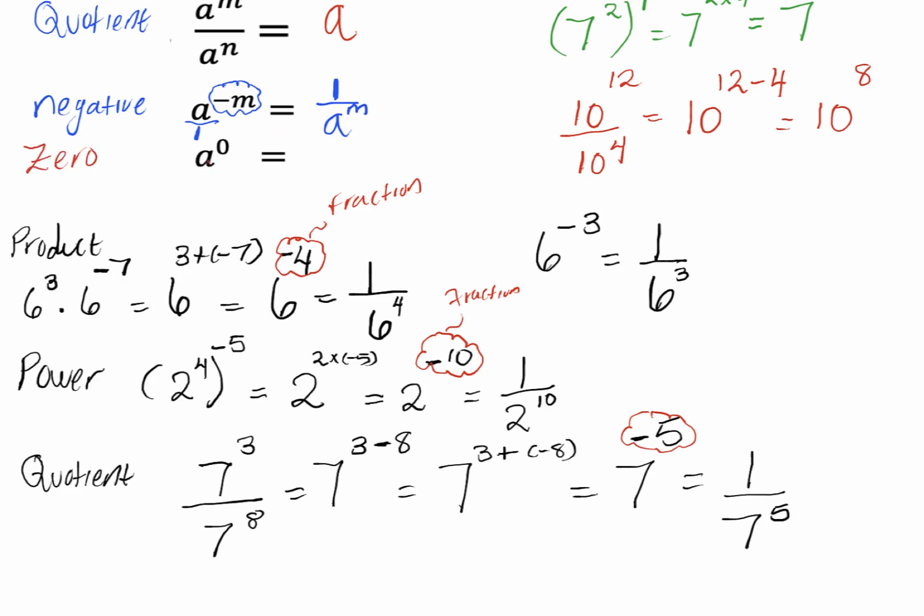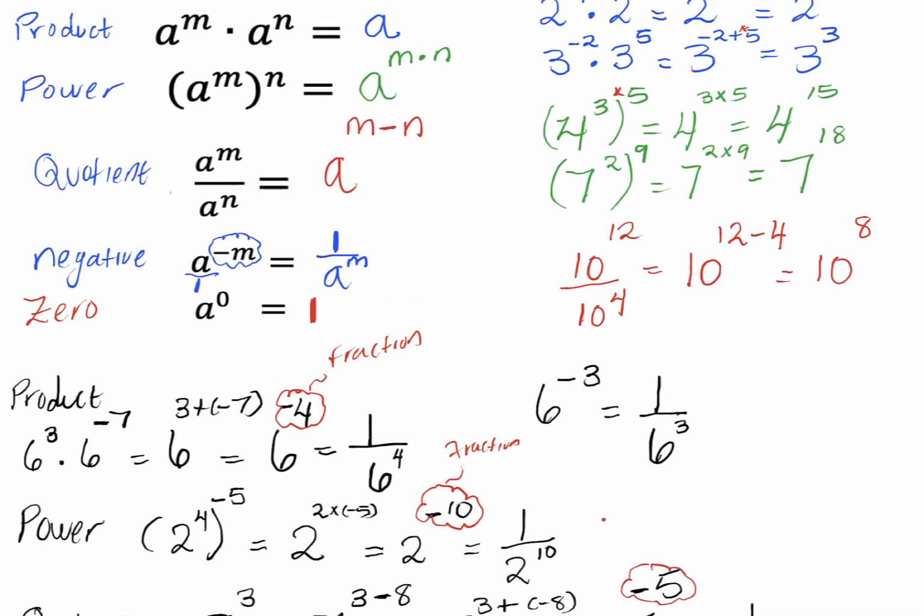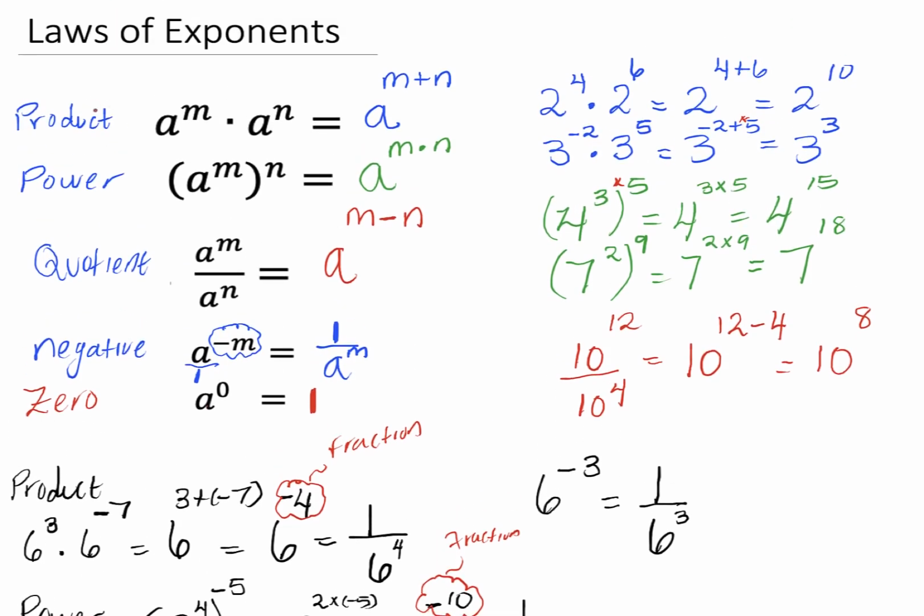It basically states any base raised to the 0 power is a 1. So I don't care what you have. You could have, let's say, 5 to the 0 power, your answer is 1. 10 to the 0 power, your answer is 1. You could have 150 to the 0 power, your answer is 1. So these are your laws of exponents: product rule, power rule, quotient rule, negative rule, and 0 rule.